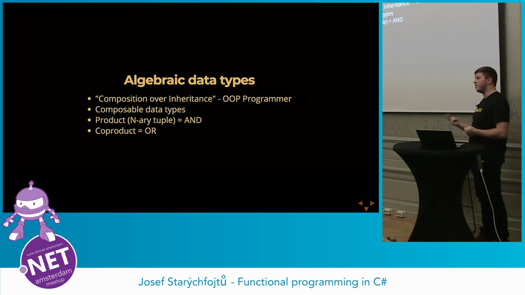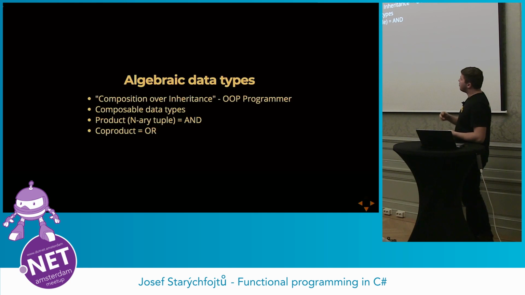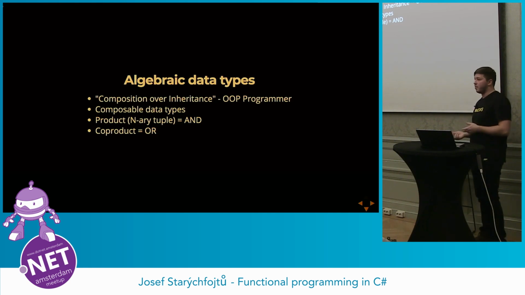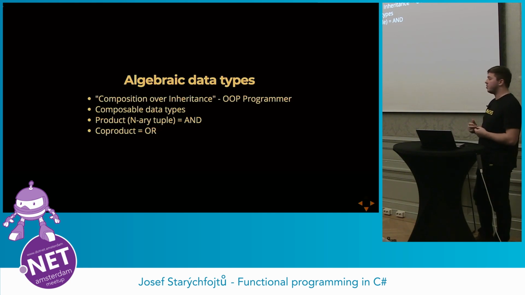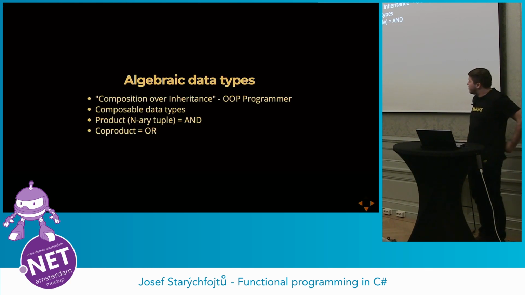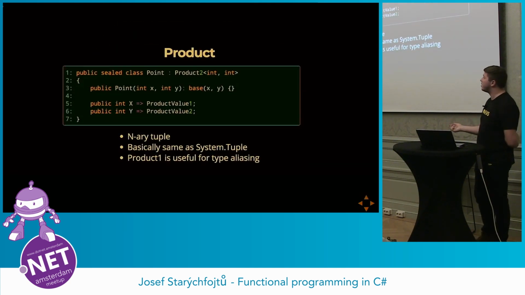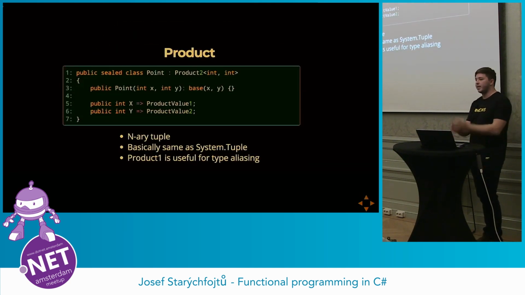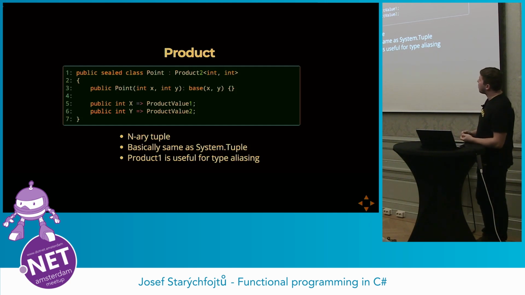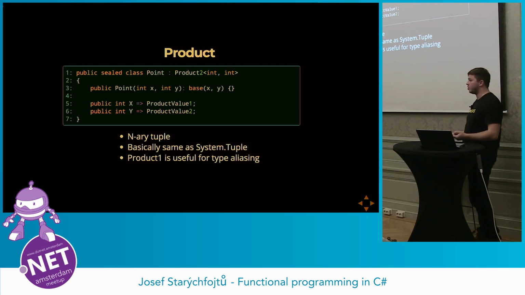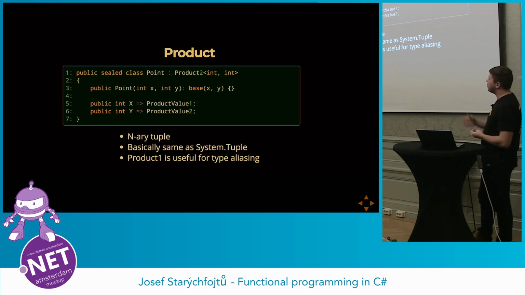There are two of them, product and coproduct. Product basically is an array or tuple, where you have the AND relationship, but the coproduct is stuff that's usually new for people, and that's the OR type. So yeah, the product is really simple. You just say that you have something and something and something. That's basically a tuple. So then you have a point, with an x and y, so that's a product of two integers. And yeah, you can basically use System.Tuple for that.